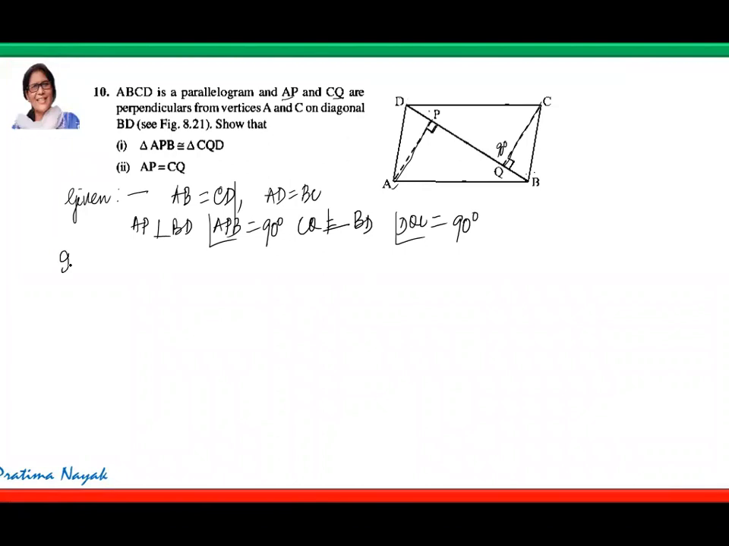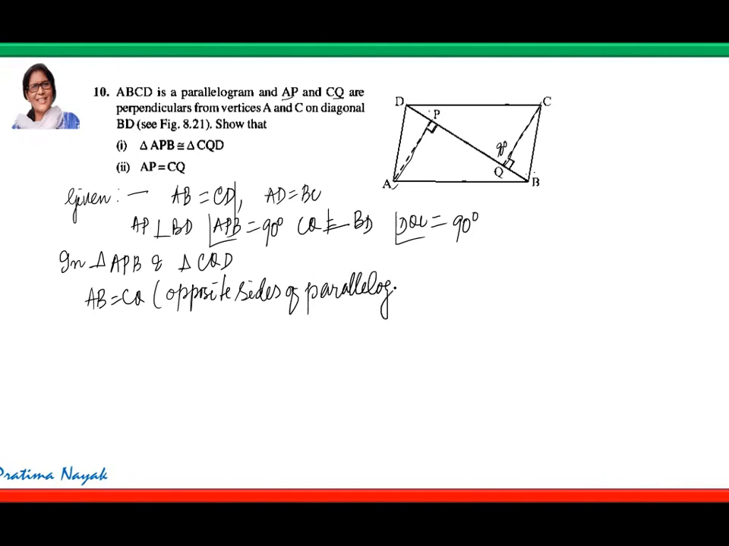congruency of triangles. In triangle APB and triangle CQD, what are equal? AB is equal to CD. Why? Opposite sides of a parallelogram. So one side I got. Next, the angle I am getting: angle APB is equal to 90 degrees and angle DQC is also 90 degrees. So one more side or one more angle I'll need.